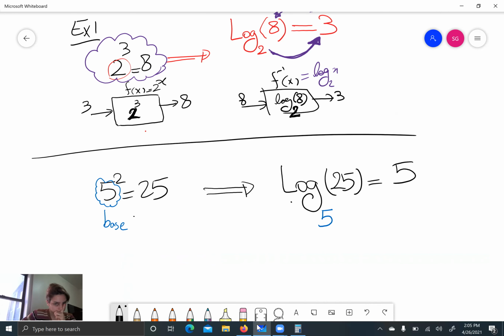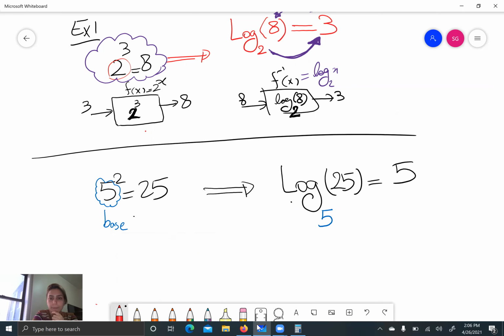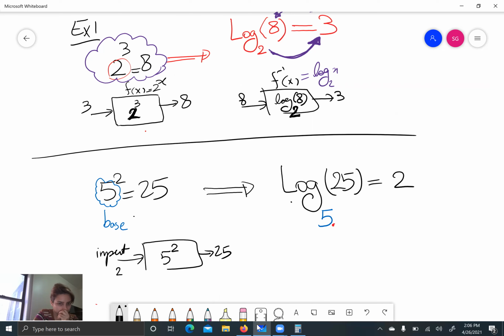Guys, you can always double check your work to see if that's correct. How? Just remember this direction. Whatever is the base, you already learned about this index, that is the base. Oops, my bad. This is 2, because here the input is 2. You see, the input is 2. So it takes 2, it calculates 5 squared, it returns 25. So the input is 2, not 5.